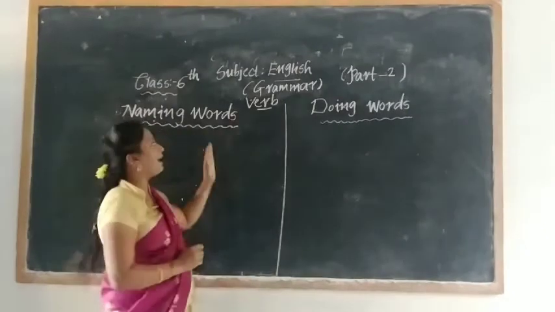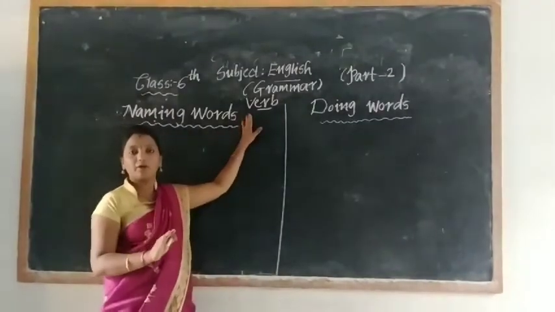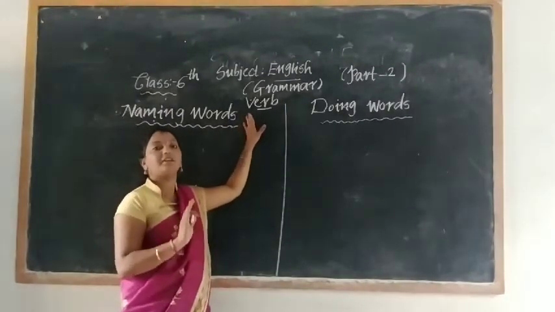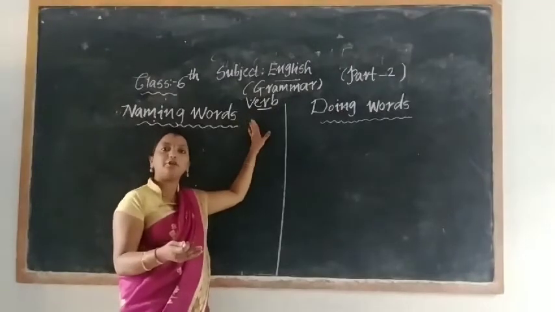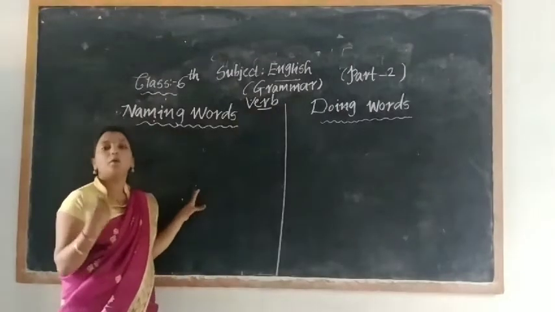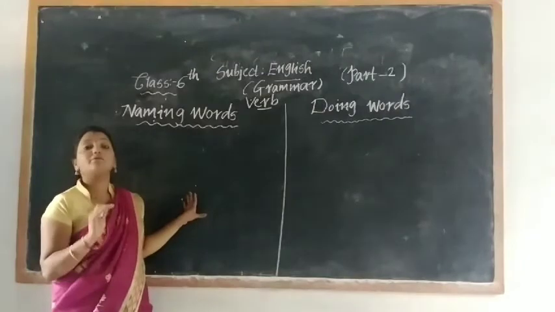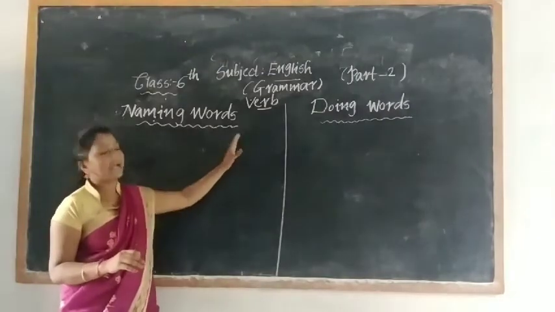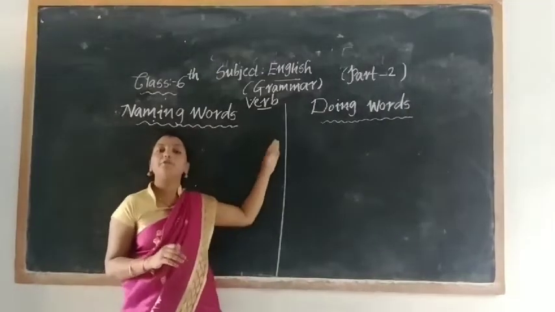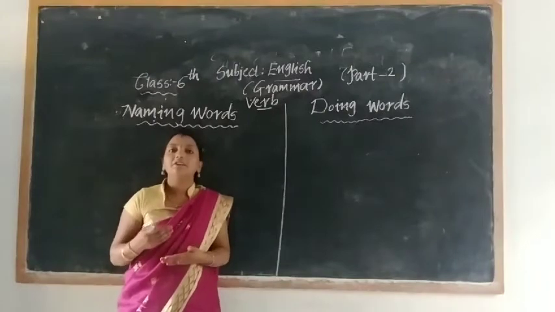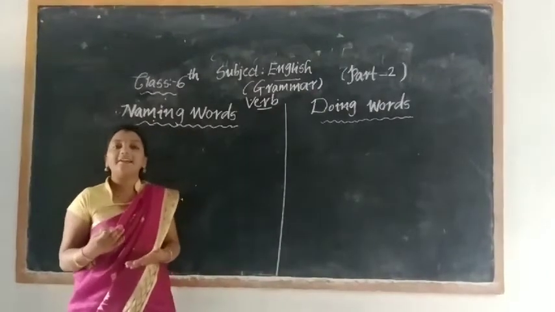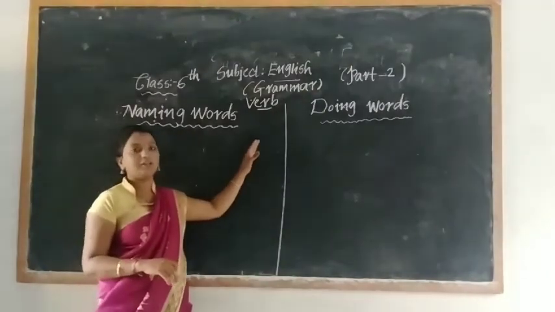Just you should keep in mind, a verb is a word. It shows an action. Means what a person will do, what a thing and what an animal does. Means what they are doing. Just action. In the previous class, I gave a few examples like running, jumping, then catch. These are the action words.